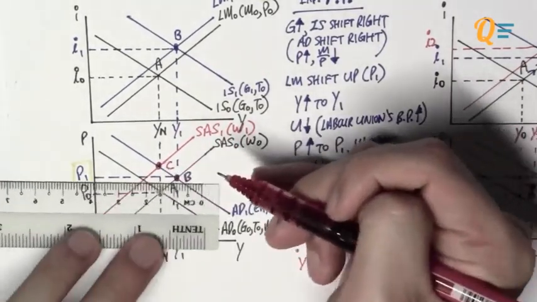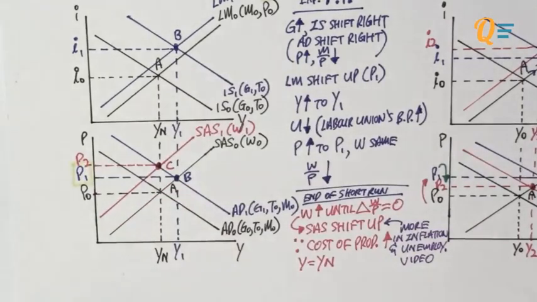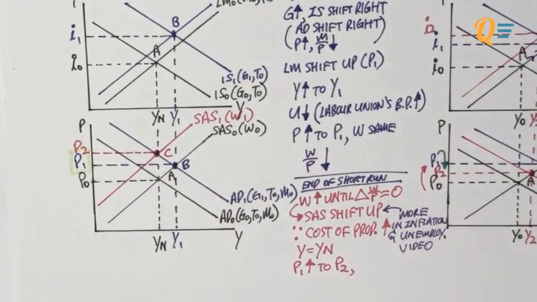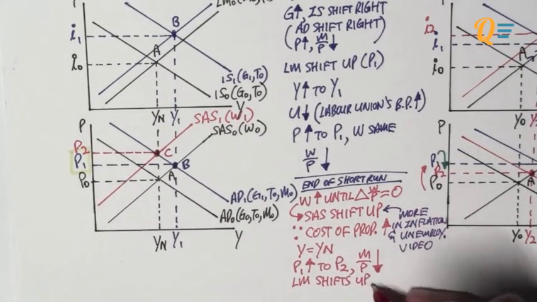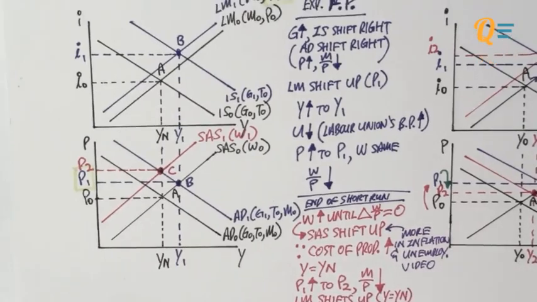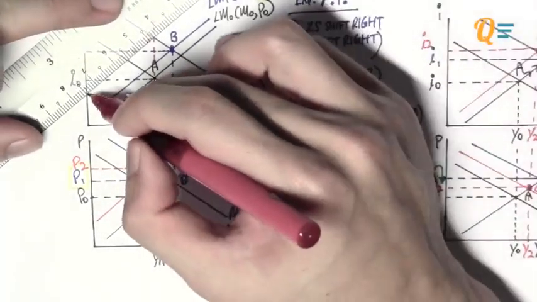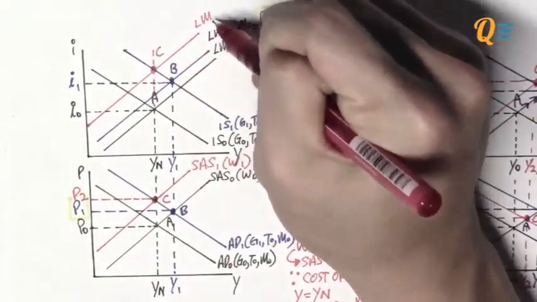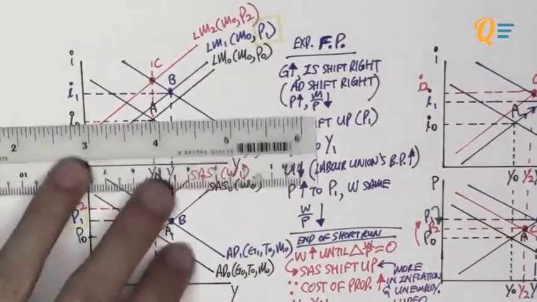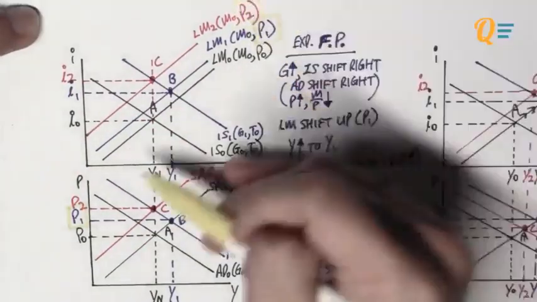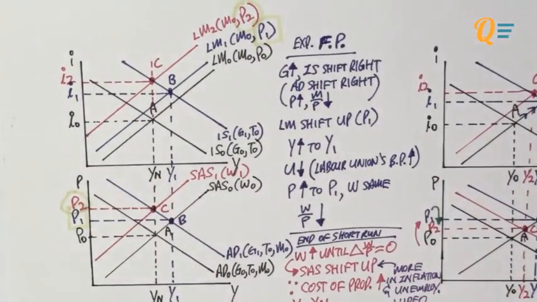So SAS1 gives me a new equilibrium in the ADAS model of point C, and the price level has now increased to P2, which means that the real money supply is going to fall, and the LM curve is now going to shift up until the ISLM model reaches the natural rate of output. Okay, so the LM curve shifts up, I will go to point C, and there you have it. This is my new equilibrium in the ISLM model, and this is going to be my final equilibrium in both the ISLM and the ADAS model.